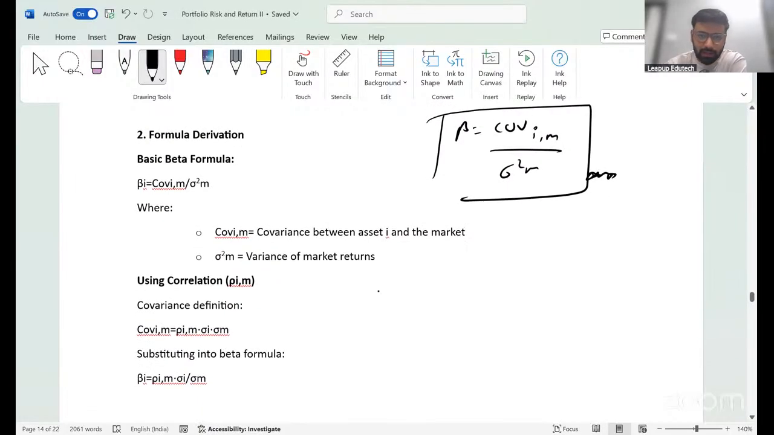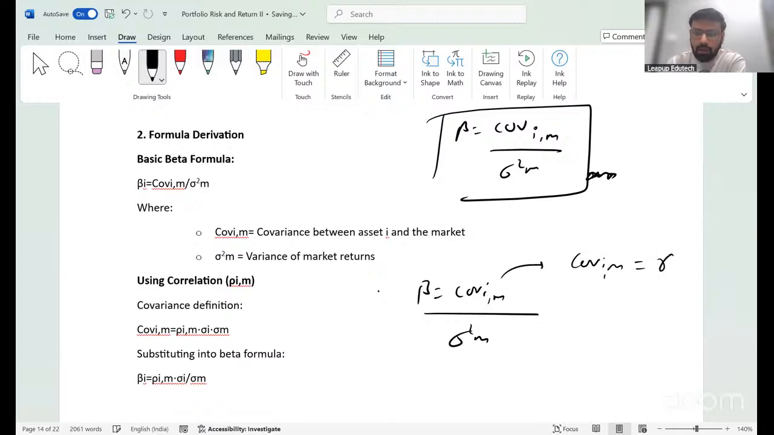Now, sir, can I expand on this formula? Beta is equal to the covariance of the security with the market divided by the variance of the market. We do understand the covariance of the security with the market. It is given by the formula: correlation between the security and the market into standard deviation of the security into standard deviation of the market. Let me rewrite this. Covariance of the security with the market is equal to correlation of the security with the market into standard deviation of the security into standard deviation of the market.